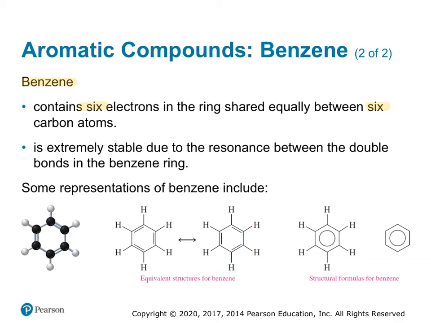So instead of drawing these 2 structures for benzene, they draw a hexagon shape with a circle in the middle, and the circle represents those double bonds that are shared equally between all the different carbon atoms. Sometimes it's written with the hydrogens showing, more often without the hydrogens in this hexagon with a circle inside.